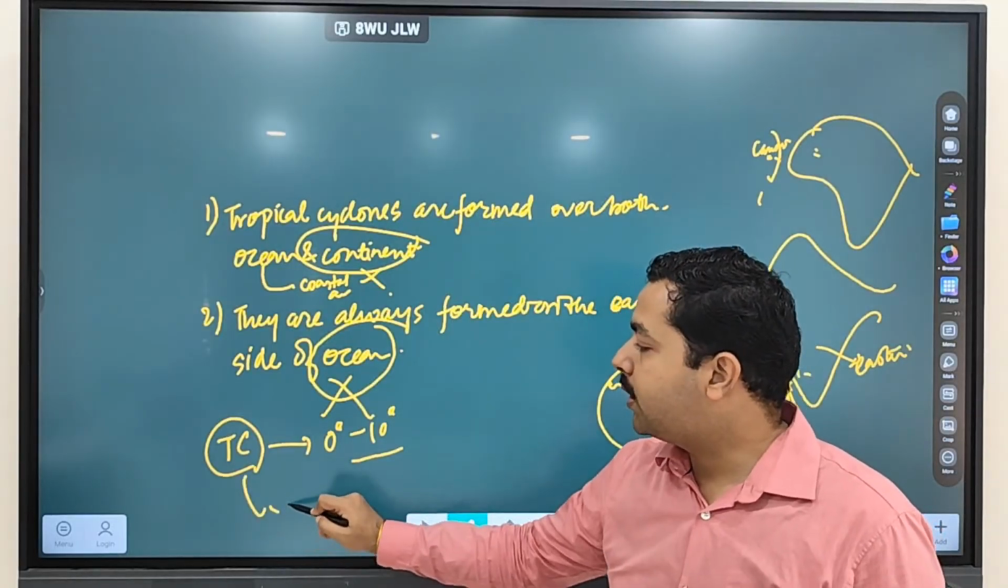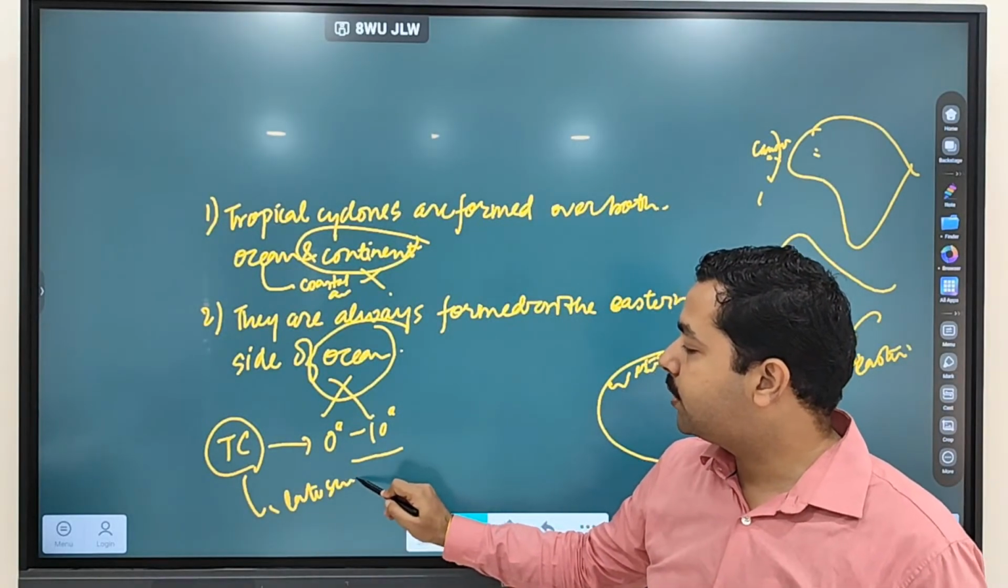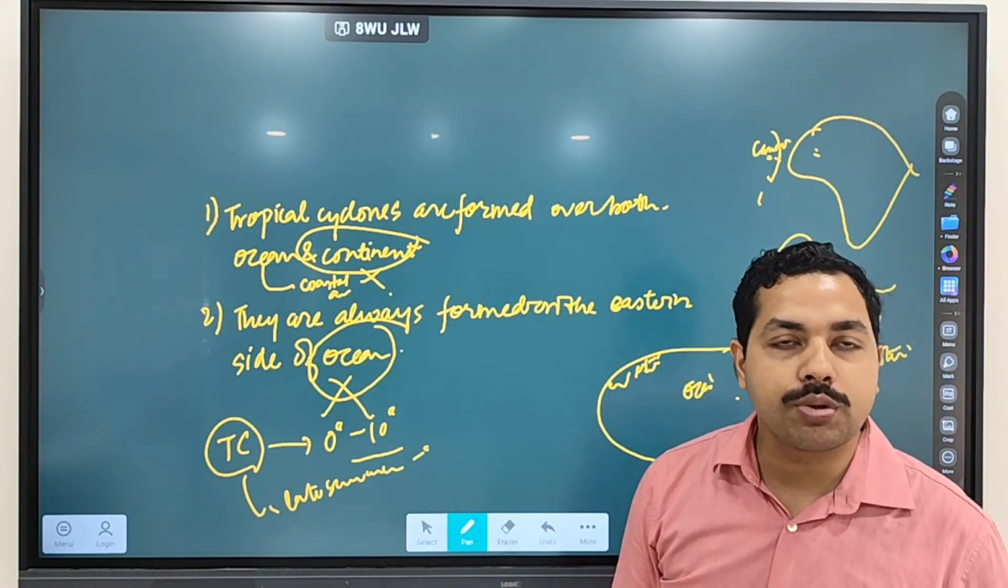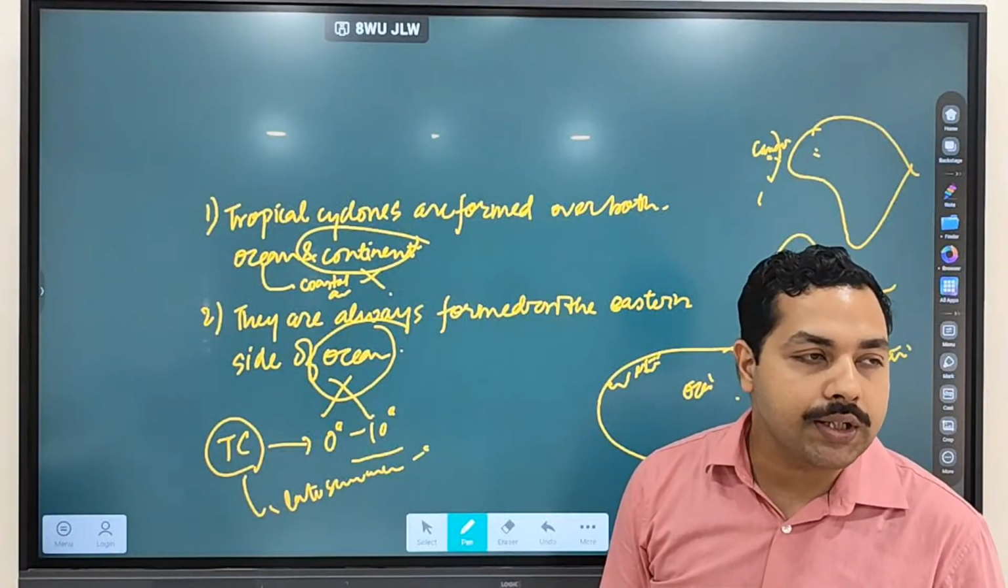They are generally formed in late summer. Why are they generally formed in late summer? Because the ocean takes time to heat. And why does the ocean take time to heat? Because oceanic specific heat is different.